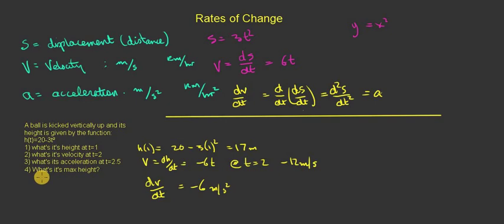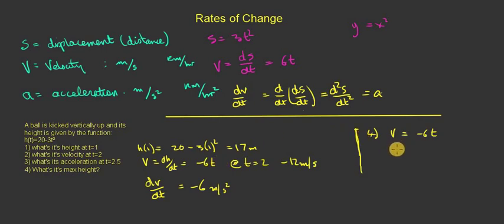The last part is what's its maximum height. What you need to know for this is that when the ball goes up at its high speed, when it gets to the very, very top, its velocity will be 0 before it comes back down again. So you need to get its velocity equal to 0, and then you can work out what its max height is. So to get its max height, I'm going to get the velocity, which is equal to minus 6t.